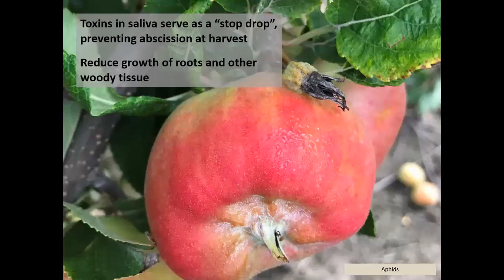As I mentioned, rosy apple aphid does have this toxin in the saliva, and not only does it cause the pygmy fruit, but it can also serve as a stop drop, where it prevents the release of the fruit at harvest time. And it can also have an impact on the growth of both roots and woody tissue of the tree.